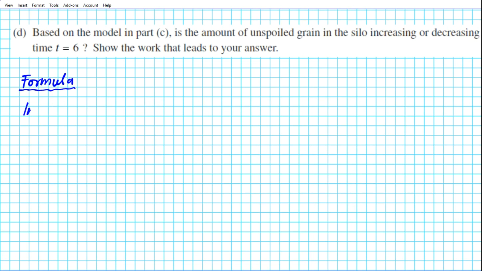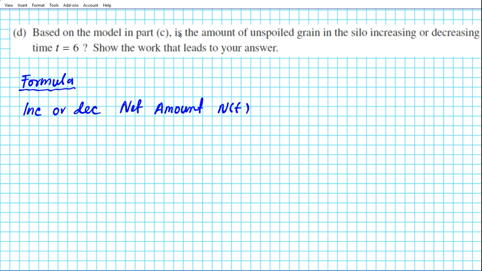Now, increasing or decreasing net amount. Okay, so we're looking at the net amount here. Why are we looking at the net amount? N of t. Why is that?